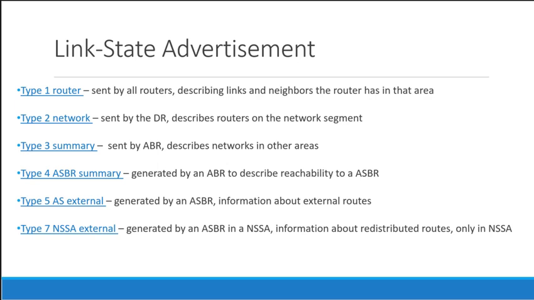The Type 4 ASBR, or Autonomous System Boundary Router Summary LSA, is generated by an area border router to describe reachability to an Autonomous System Boundary Router. The Type 5 is the AS External LSA, and it's generated by an ASBR and carries information about external routes. And the Type 7 Not So Stubby Area, or NSSA External LSA, is generated by an Autonomous System Boundary Router in a Not So Stubby Area. That is information about redistributed routes, and it's only in a Not So Stubby area.